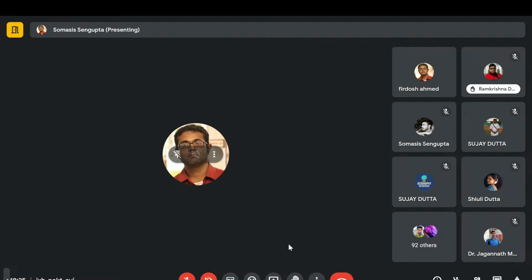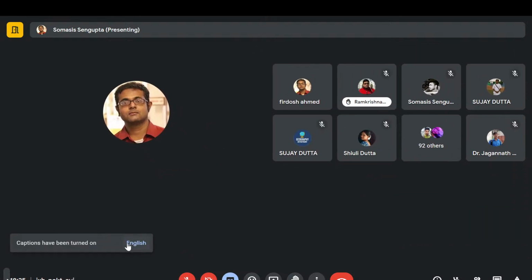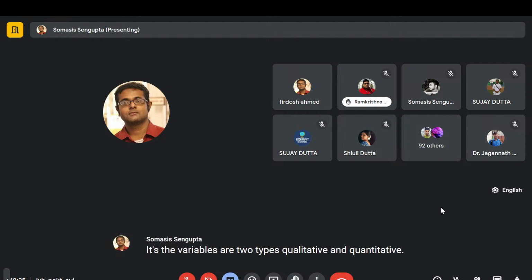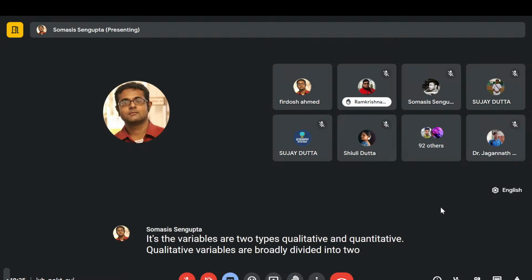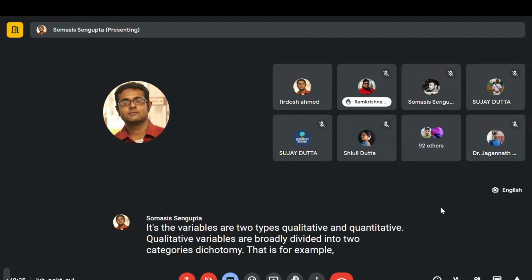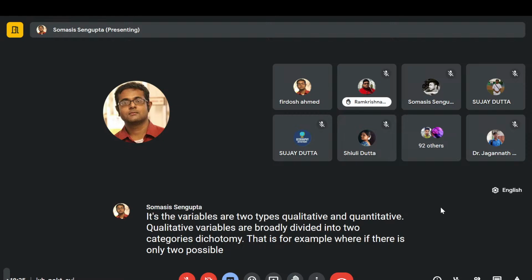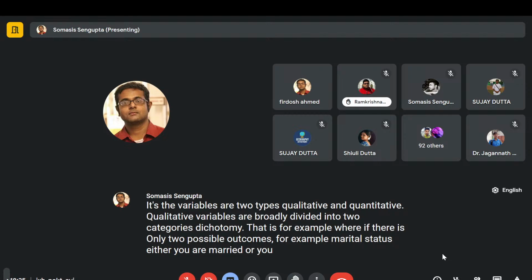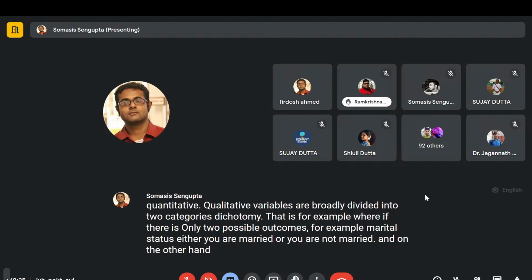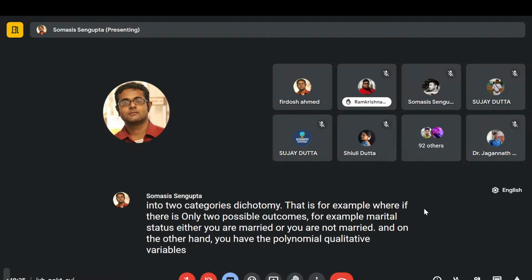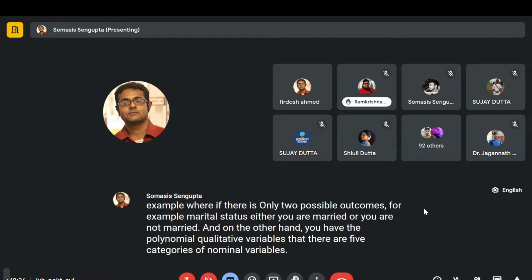So there are certain types of variables. Once again, I will not go into details. The variables are of two types: qualitative and quantitative. Qualitative variables are broadly divided into two categories: dichotomous, that is, where there are only two possible outcomes, for example marital status, either you are married or you are not married. On the other hand, you have the polynomial qualitative variables, where there are multiple categories of nominal variables, for example religion, mother tongue.